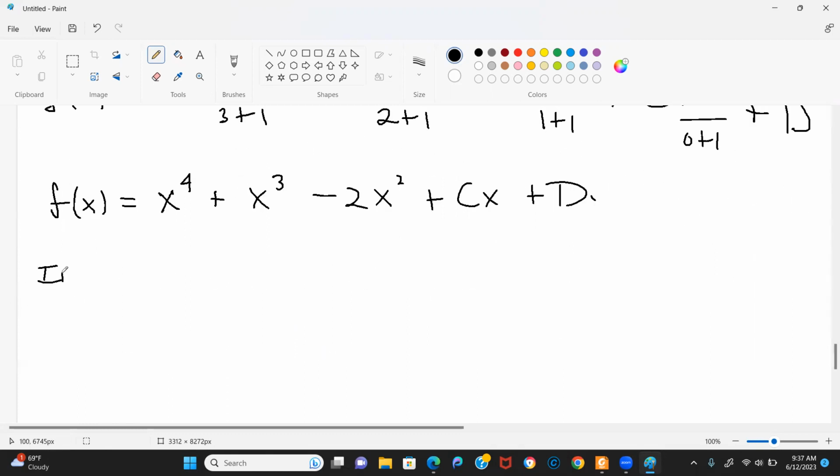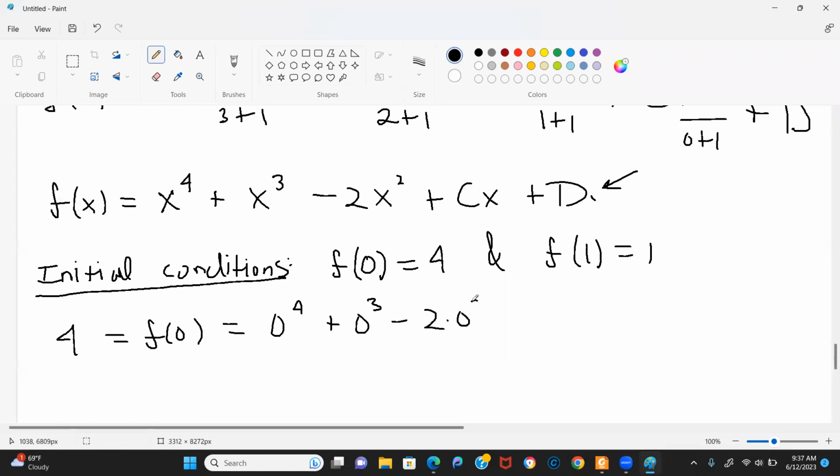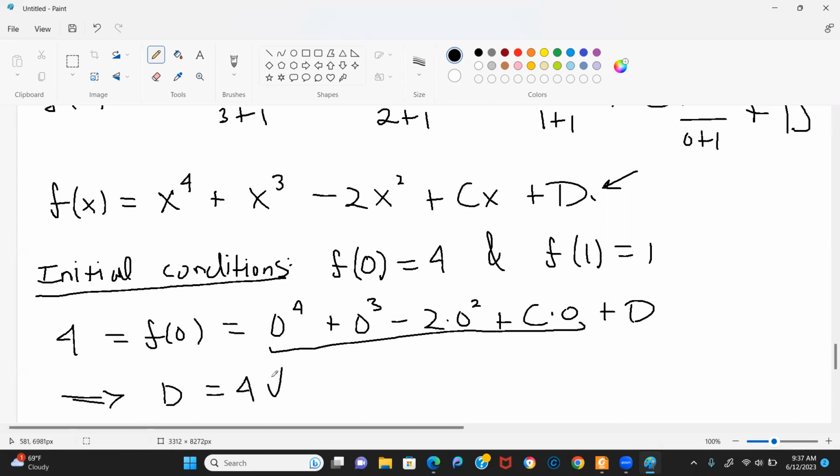And so now let me just write those initial conditions down again, so I don't have to keep scrolling up. So the initial conditions are f of 0 is equal to 4, and f of 1 is equal to 1. Let's do the first one. So we have 4 is equal to f of 0. Well, just plug 0 into here, so you get 0 to the fourth plus 0 to the third minus 2 times 0 to the second power plus c times 0 plus d. Well, all these terms right here are going to die, so it's just d is equal to 4. Okay, that's good. So we determined one constant.